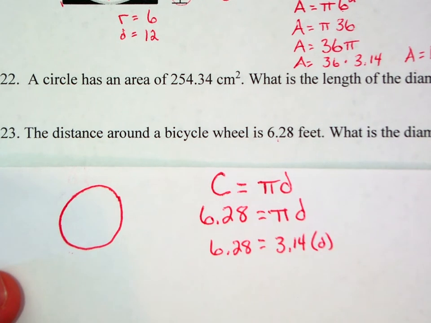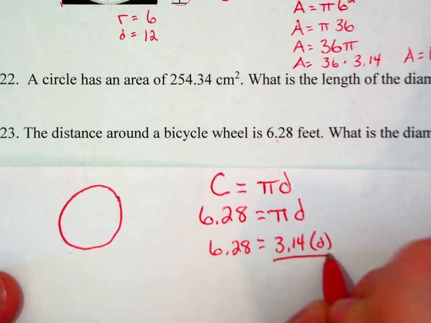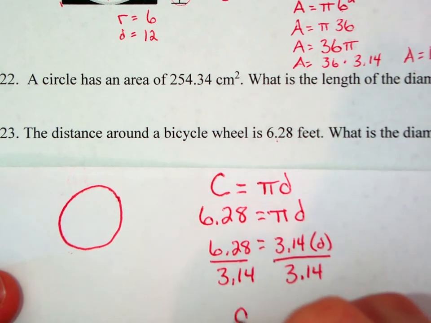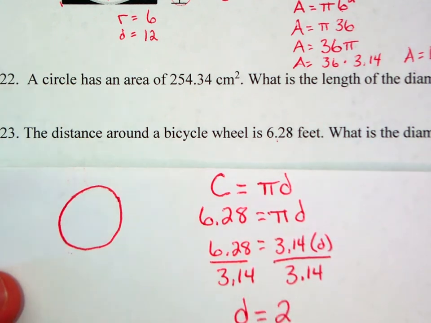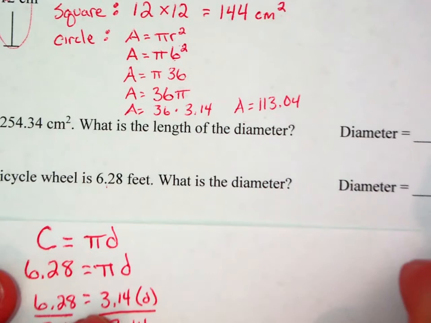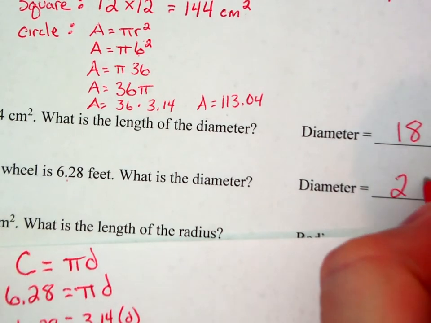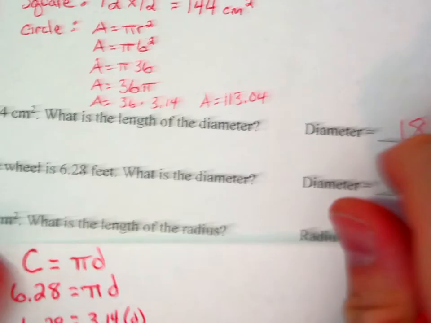Ultimately, we're looking for that value of the diameter, so I'm going to divide both sides by 3.14 and determine that D is equal to 2. D represented my diameter. So we've completed this problem by saying that D is 2 feet.